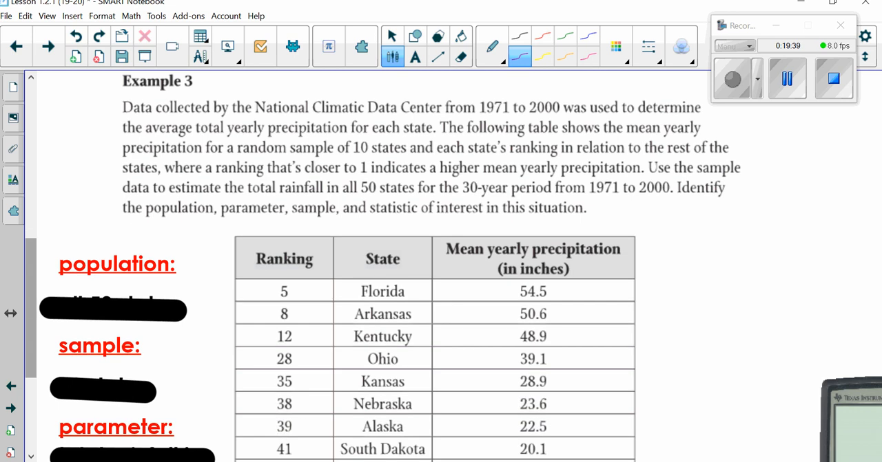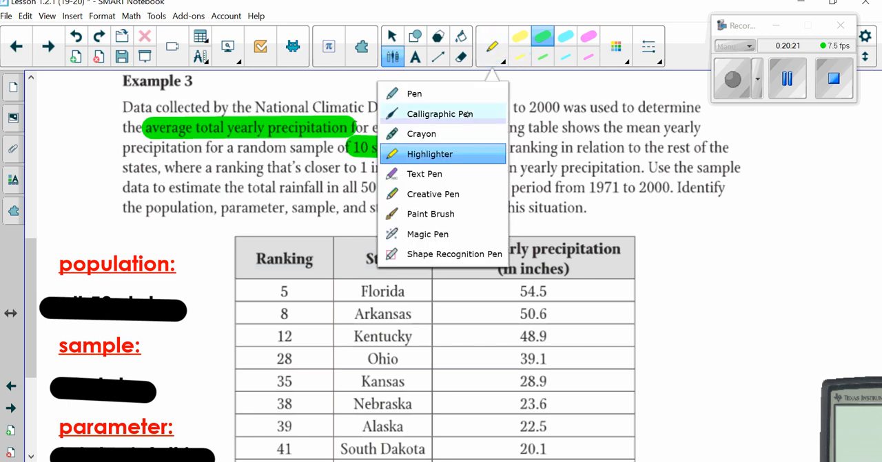This one says data collected by the National Climatic Data Center from 1971 to 2000 was used to determine the average total yearly precipitation. I'll highlight that. The average total yearly precipitation for each state, so all 50 states. The following table shows the mean yearly precipitation for a random sample of 10 states. Each state's ranking in relation to the rest of the states, where a ranking closer to one indicates a higher average mean yearly precipitation. Use the sample data to estimate the total rainfall in all 50 states for the 30-year period from 1971 to 2000. Okay, so that's really important right there.